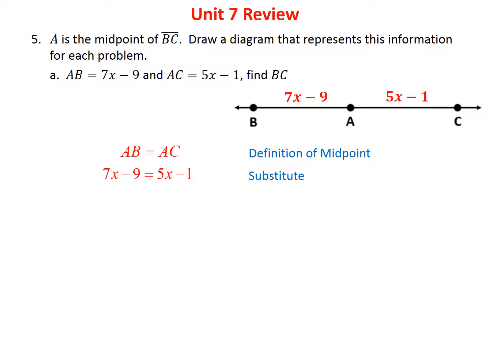So let's substitute in what we know, and now we just simply have an algebraic equation to solve. Let's move all the variables to the left side, so let's subtract 5x from each side. That gets all my variables on the left side.